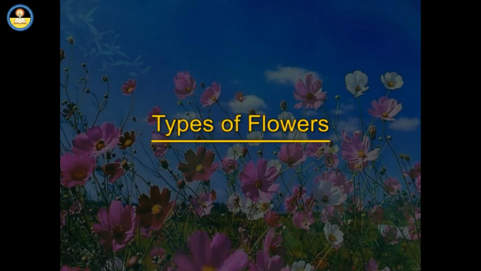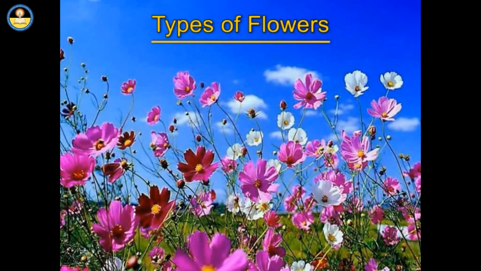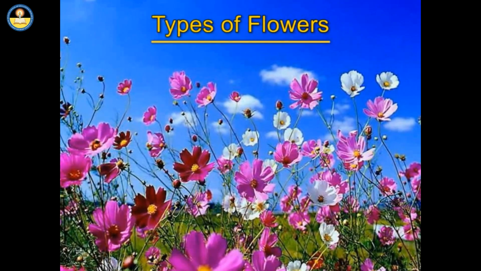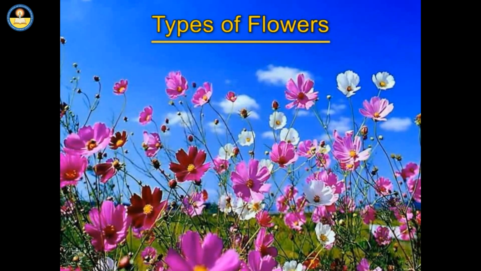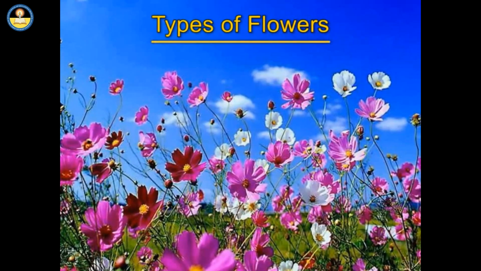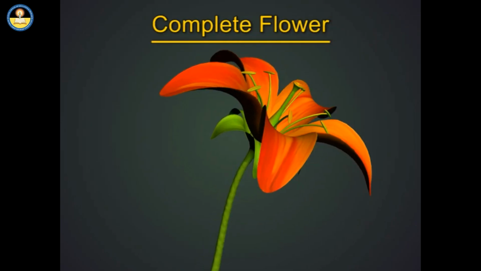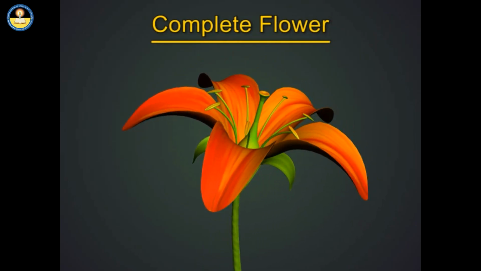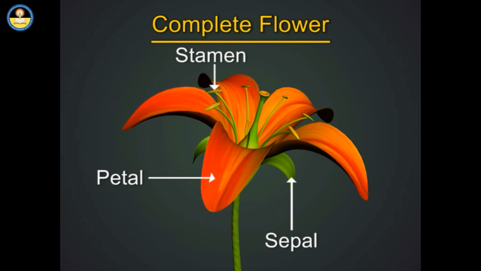Types of flowers. There are different types of flower according to the presence of different parts in the same floral structure. A flower is referred to as complete if all 4 floral organs, sepal, petal, stamen and pistil, are present in the same flower structure. An incomplete flower lacks any one or more of these parts.